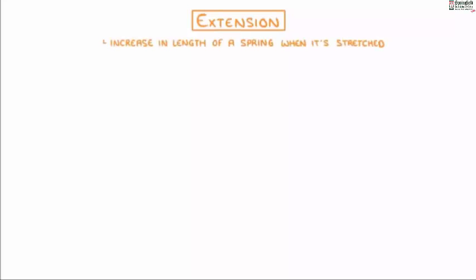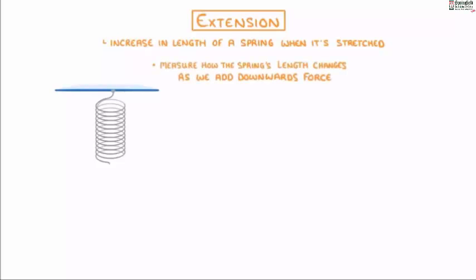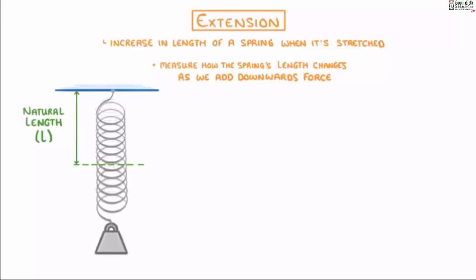The next concept we need to look at is extension, which is the increase in length of a spring when it's stretched. For example, if we hang a spring from a solid support, then we can measure how the spring's length changes as we add downwards force to the bottom of the spring. If we then add a mass to the bottom of the spring, the weight of that mass will pull on the spring and so increase its length, which we can then measure as the extension.